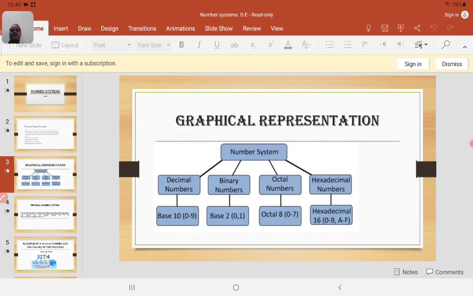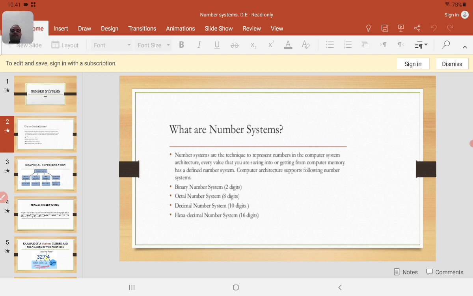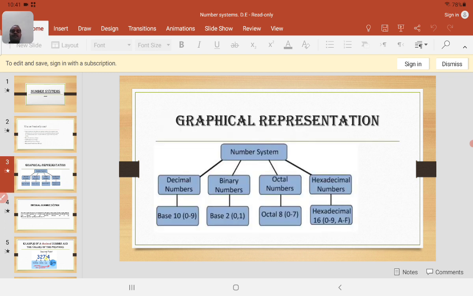So we know the number systems; what is the decimal number system? All the number systems have different bases based on the number of digits present in that number system. The decimal number system is of base 10, with 0 to 9 as the digits. The binary number system is base 2, with 0 and 1 as the digits. The octal number system has 8 digits, 0 to 7, so its base is 8. And the hexadecimal number system's base is 16 because it has 16 digits.